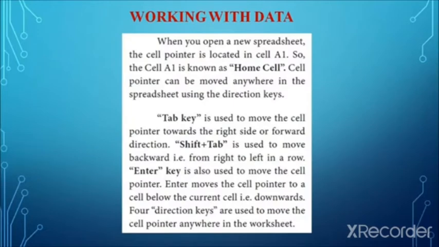So first we will start with working with data. An introduction about how the data is to be entered, and how the navigation can be done. Whenever you open a new spreadsheet, the cell pointer, that is the thick rectangular box, will be located in the first cell, that is A1. A is the column name, 1 is the row number. So that is the first cell.